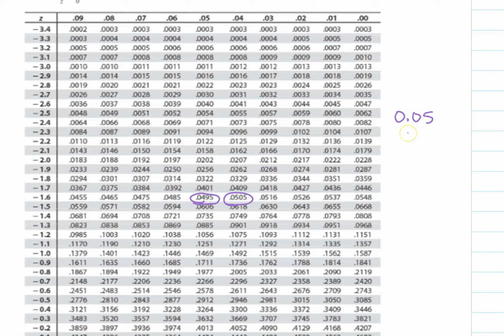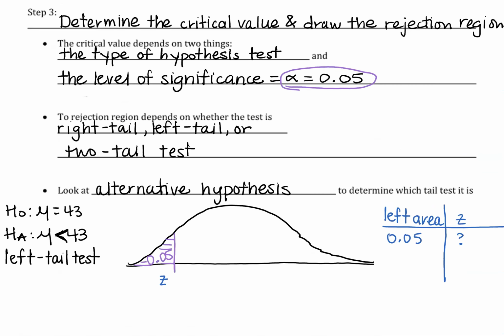And so we are going to take the average of those two Z values. So we are going to average together negative 1.64 and negative 1.65, because both of those Z values are equidistant from the area that we are looking for. So when we add those together and divide by 2, we come out with our critical value of negative 1.645. So that is the critical value that we will be using. So our Z value here is a negative 1.645.